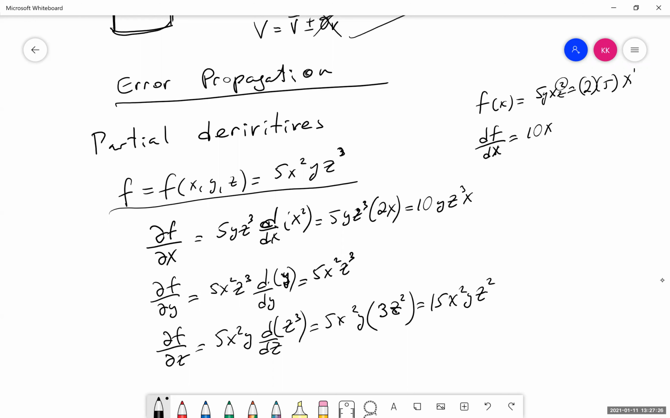Okay, right? This is the partial derivative of f with respect to x, this is the derivative of f with respect to y, and this is the derivative of f with respect to z. All right, so hopefully you guys are able to follow this. If not, just feel free to come to my avatars and then we can go over this.